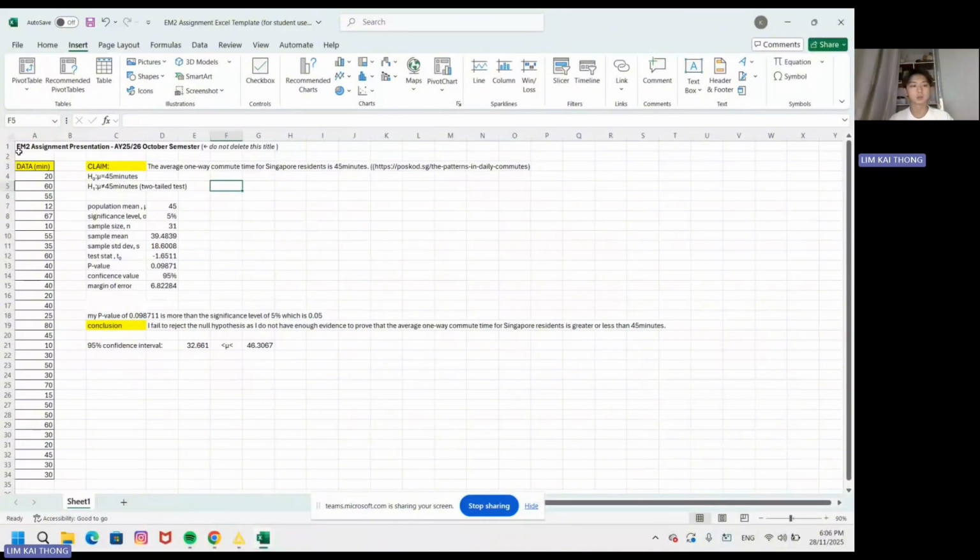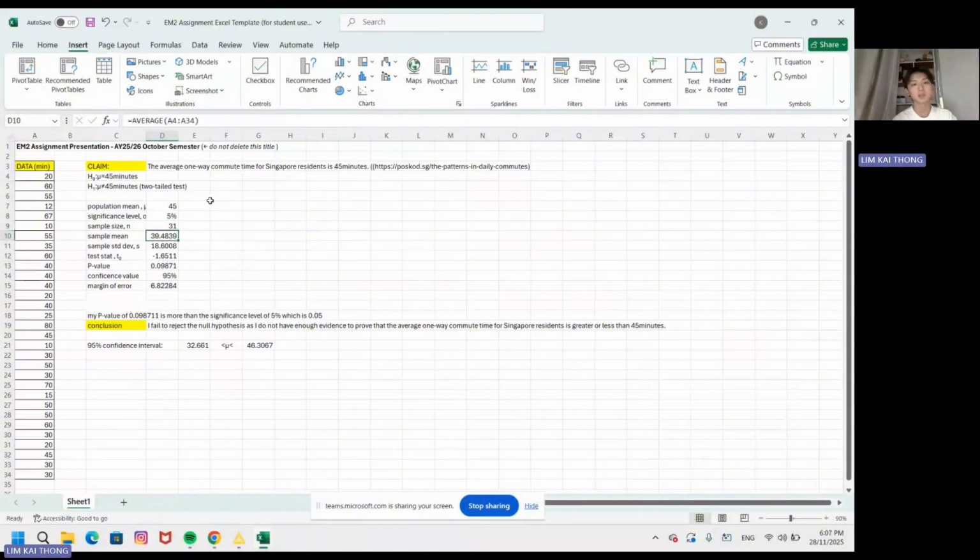So I have already conducted a Google survey that gives me a set of values, and I'll be using this set of values to test my hypothesis. The population mean is 45 minutes, which is stated in the claim, and the significance level is 5%. For my sample size, I use the formula ROWS(A4:A34), which is my set of values, and this formula counts my sample size, which is 31.